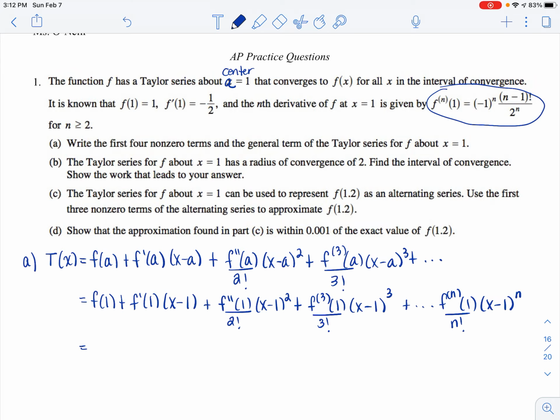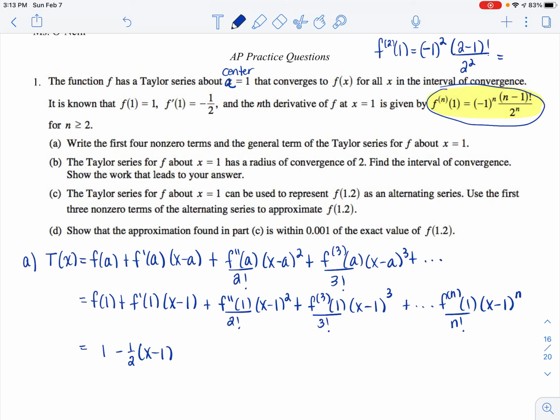Okay, so let's start plugging in some of the specifics. And again, we'll have to use a formula to get the second derivative and the third derivative. So f of 1 came out to be 1. F prime of 1 was told to be negative a half times x minus 1. Okay, now my second derivative, that's going to come from plugging into this formula that I'm highlighting right up here on the top right-hand side. So the second derivative, f sub 2 of 1, or f double prime, I should say, would be negative 1 squared times 2 minus 1 factorial all over 2 to the second.